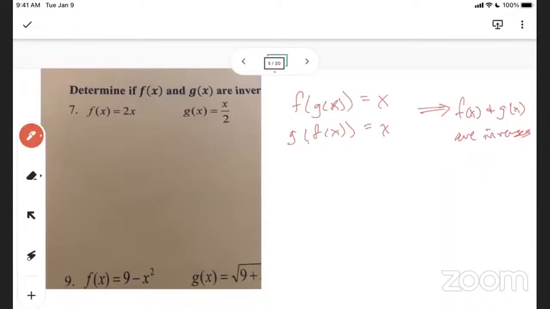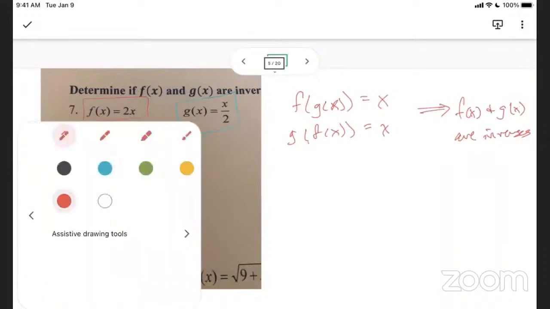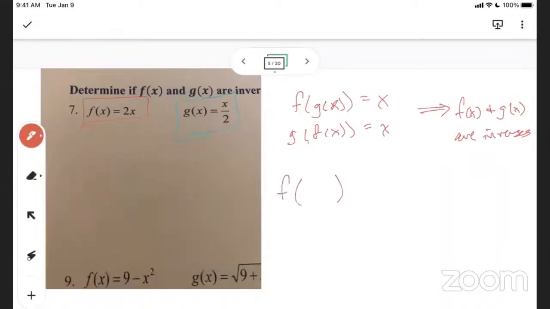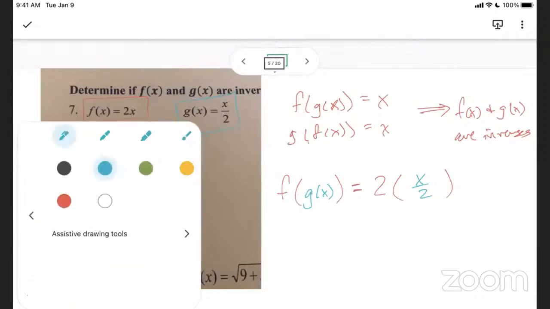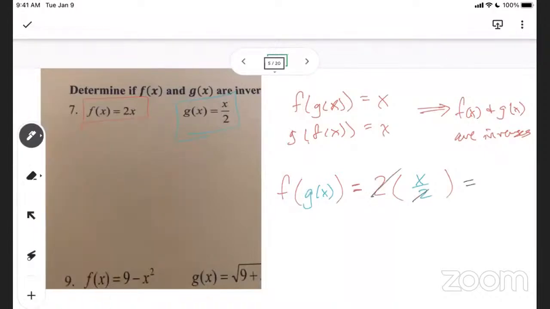Ready? We're going to do f in red and g in blue. Let's first do f of g of x. What am I doing? I'm plugging g of x in everywhere I see x in my f function. So instead of writing 2x for f of x, I'm writing x over 2 instead, and I'm plugging in g of x. And what does that equal? Cancel, cancel. That equaled x, which is good because that's what I wanted it to equal.